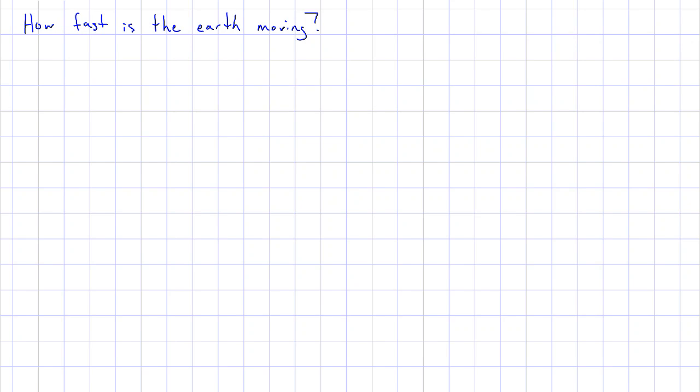And the second thing that we're going to do is assume that the distance is about 93 million miles. That might not be exact, but it's going to be pretty close. So we're 93 million miles from the Sun. I'm going to call that the radius of my circle. And the question is, how fast is the Earth moving in miles per hour? That's going to be my goal.